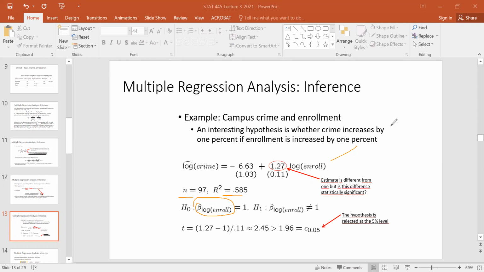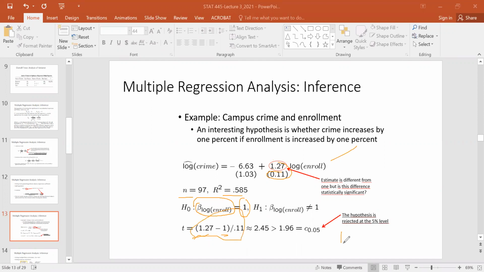What's our t statistic? The estimate minus the hypothesized value, over its standard error. It is estimated to be 1.27, hypothesized to be 1. When the regression is presented this way, by the way, the number underneath here, as some of you may be aware already, is the standard error. So always remember how to calculate your t. If you do this mathematics, you get 2.45.